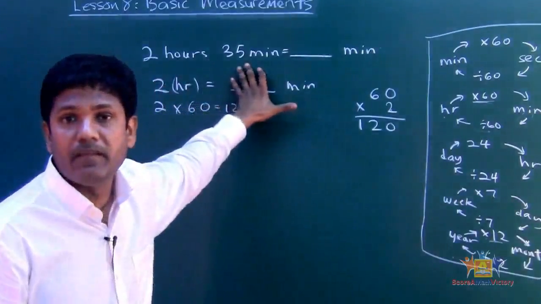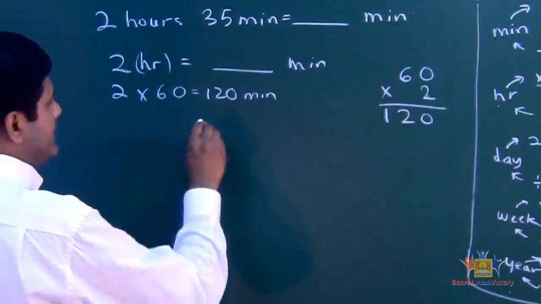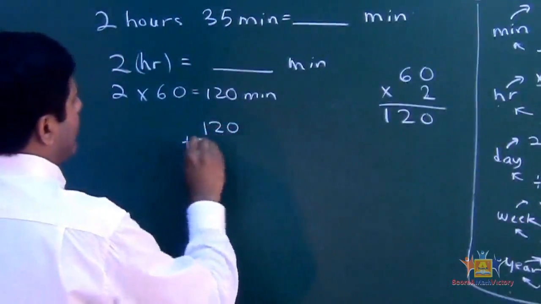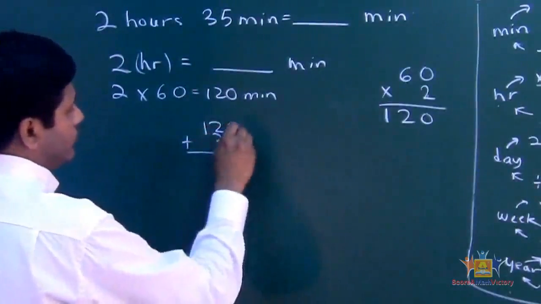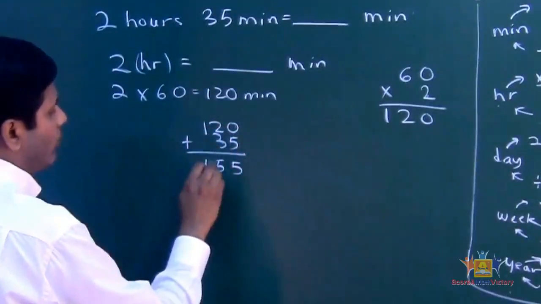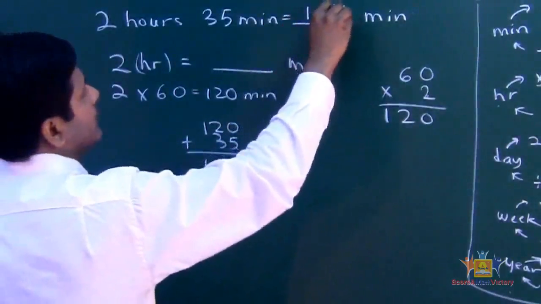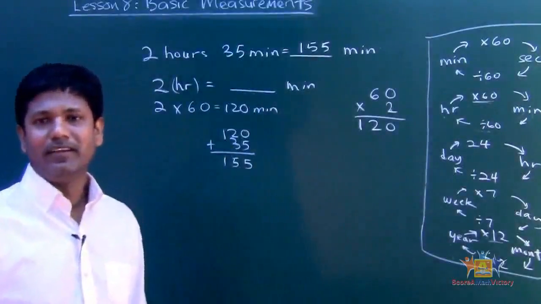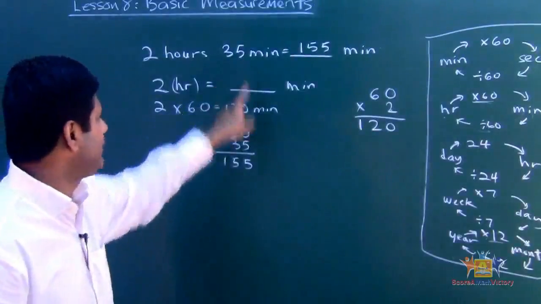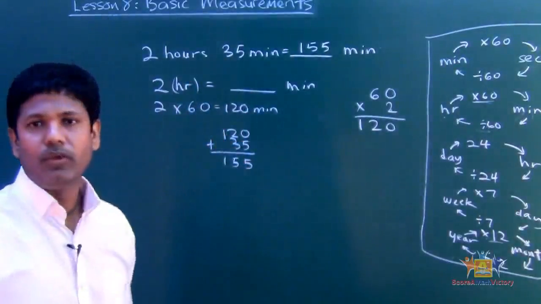What about the 35 minutes? See that? Once you got the 120, now you take the 120, you add that with 35 minutes. So 0 plus 5 is 5, 2 plus 3 is 5, and then you bring the 1 down. So it gives me 155 minutes. That is your final answer. Alright, so don't forget that one more step, adding the 35 to the 2 hours, which is the 120 minutes.